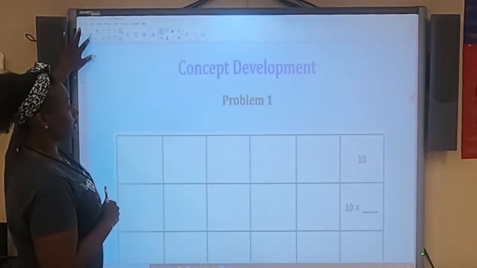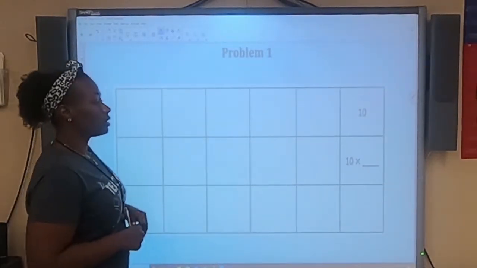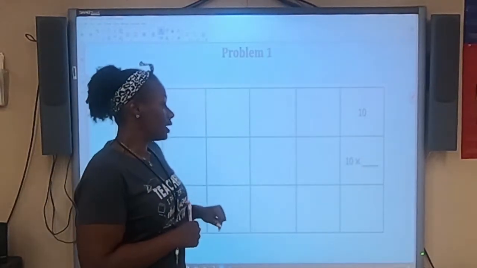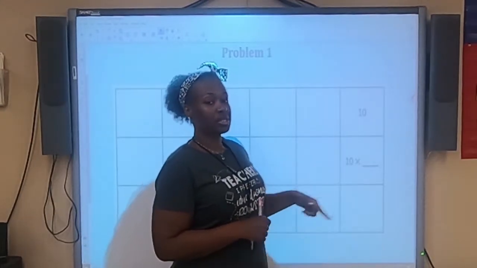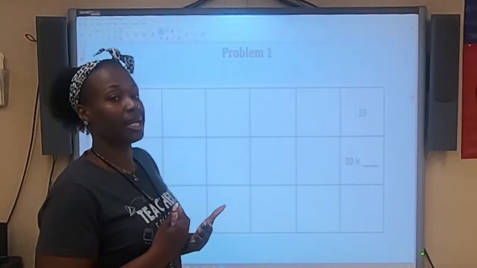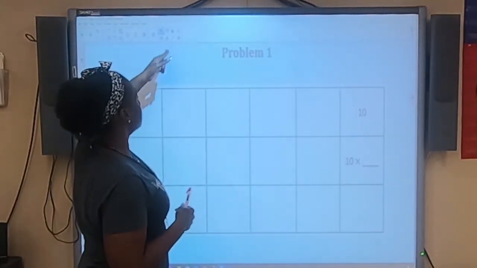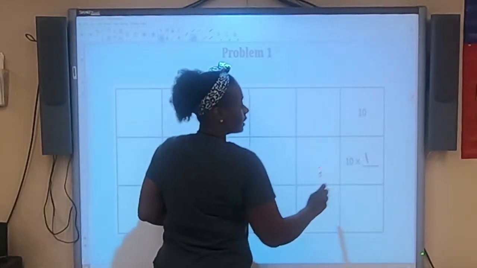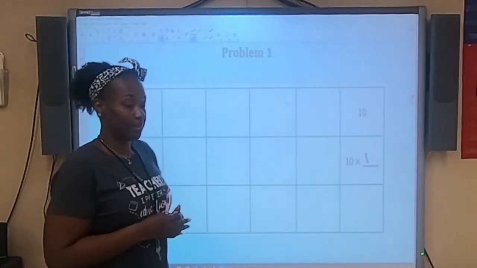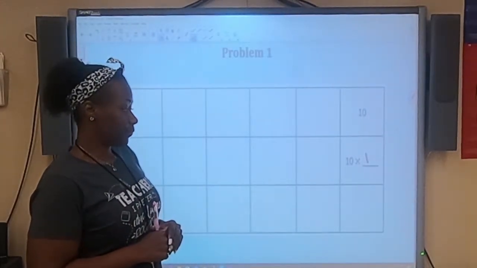Now let's get into our lesson for today. We are writing using exponential form. Notice I started with the number 10 in standard. The next thing I want us to write is a multiplication sentence for 10. So if I got 10 times, what would I put in the blank to make it equal 10? Well, we should know that 10 times 1 will give us 10. Keep in mind that any number times 1 stays the same.